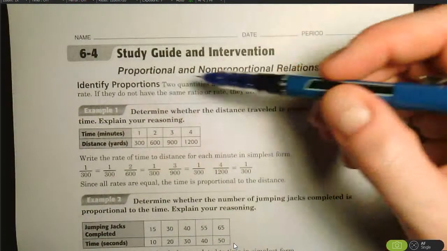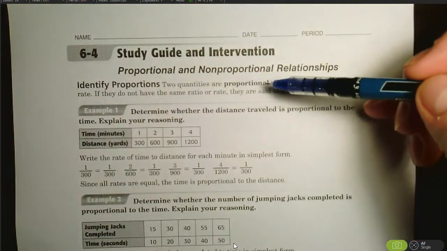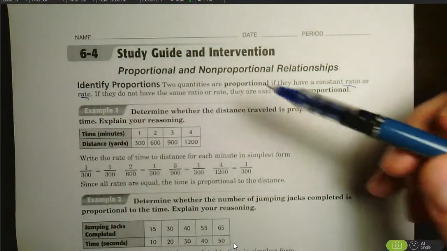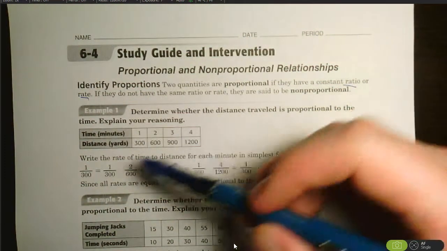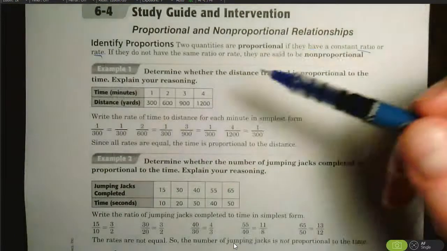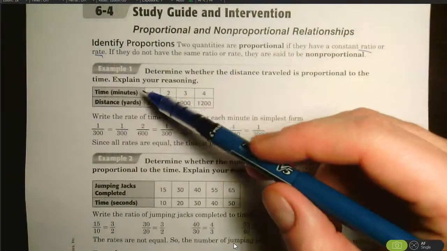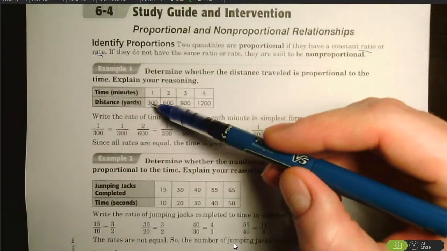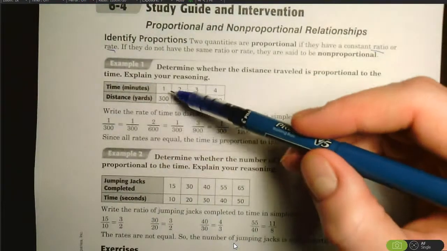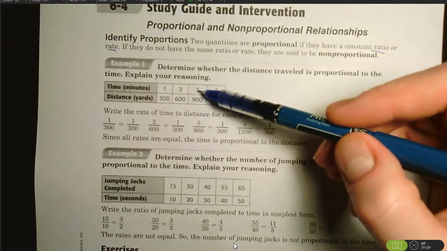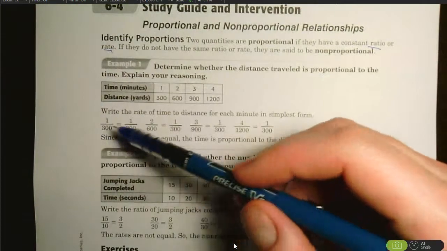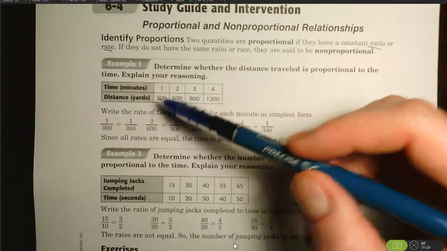So the definition of proportional relationships is two quantities are proportional if they have the same constant ratio or rate. So if you keep dividing one by the other and they have the same thing all throughout, it's going to be proportional. Now, the book always tries to do minutes versus yards. They could do 300 to 1, 600 to 2, 900 to 3, or 1200 to 4. Or they could do 1 to 300, 2 to 600, 3 to 900, 4 to 1200. It doesn't matter either way. All of them reduce to the same thing, either 300 over 1 or 1 over 300.